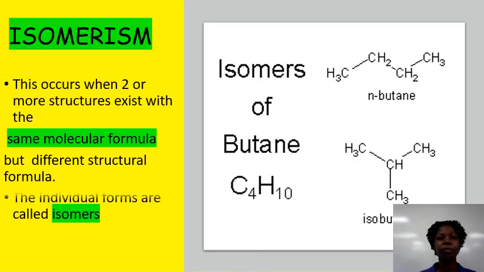Hey everyone, now before watching this video, you should have seen a video called isomers. Okay, now what is isomerism? We know that isomerism exists when you have two or more structures that have the same molecular formula but different structural formulas. So what does that mean? If we look at this example on the right hand side, we see that we have two isomers of butane. They both have the same molecular formula, which is C4H10. However, the way that they are structured is different. Hence, they are called isomers.